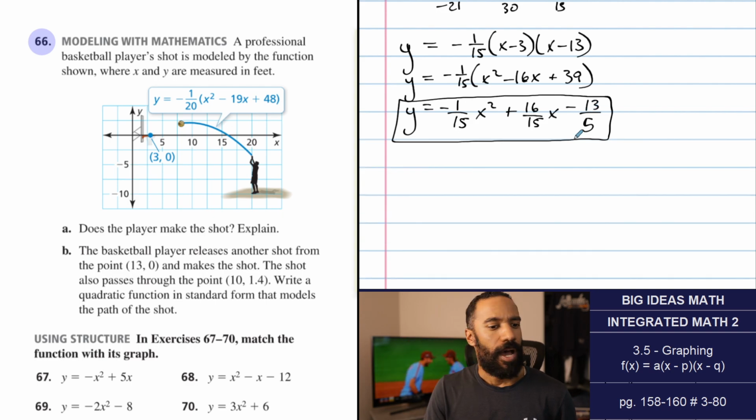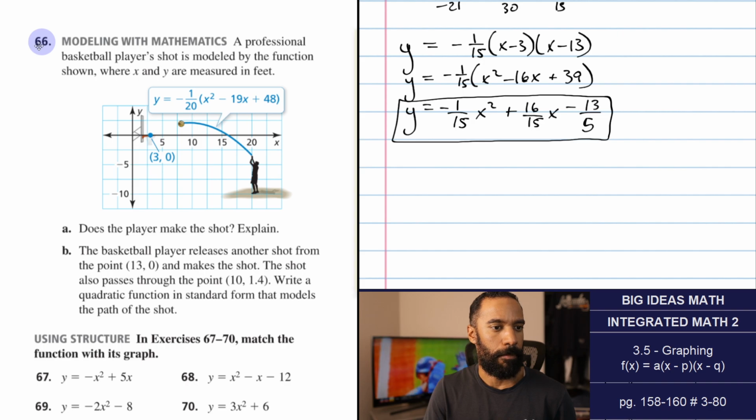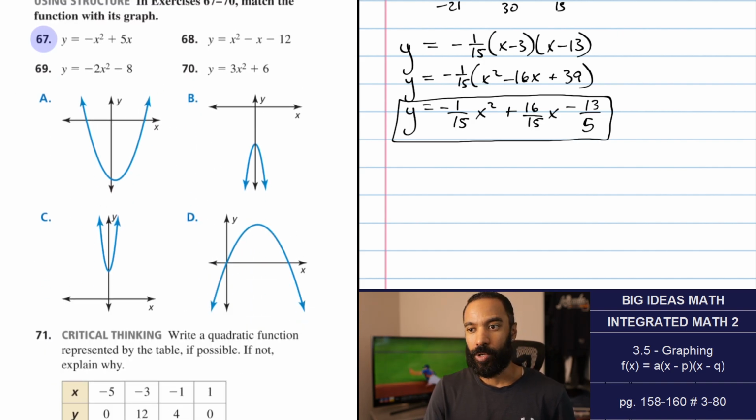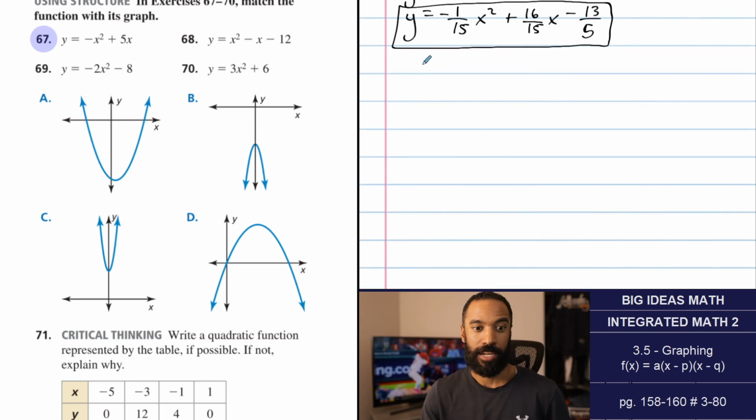16 plus 39. Okay, let's go to 67 to 70 for questions here, where we're going to match the function with the graph. So we can look at stretch factors to help us out. We can also basically factor these and look at what the factors are. They didn't scale them for us, but it's based on whether they hit something or not.